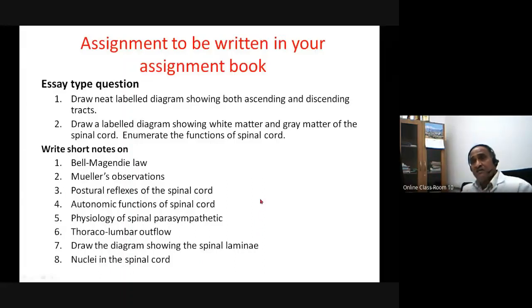These are some of the assignments I'm trying to give you for today, and you work on them at your leisure.